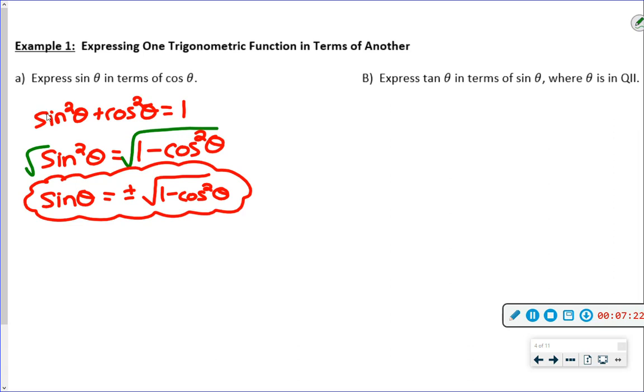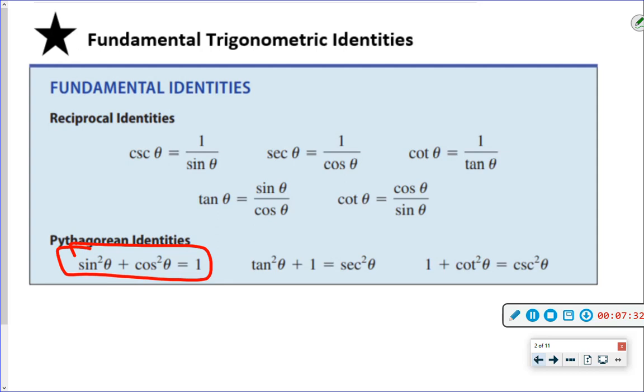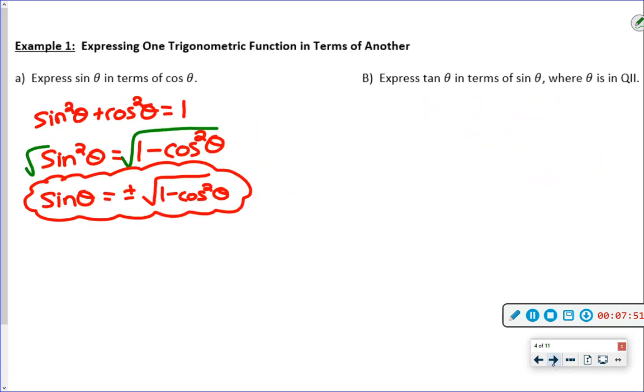Okay, so express tan in terms of sine. We'll deal with the thetas in quadrant 2 at the end. So I'm back to those identities. Tan in terms of sine. Well, I'm not going to use this because it's got cotan. That's a fail. So I'm looking at what else has tan in it. This guy has tan in it too, but it's got secant, so I'm not feeling that one. So I think I'm probably going to work off of this one because clearly that's got the functions in there that we're going to work on. So let's see what we can make happen.